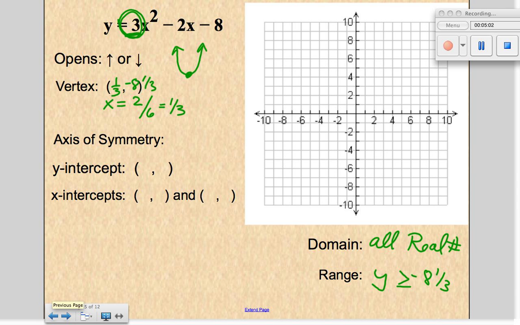Again, A tells me whether it opens up or down. If it opens up, it's a minimum value. Some people think if it opens up, it should be maximum, but if it opens up, you've got a smallest value. If this 3 was negative, it would open down, and then it would be a maximum value. So then it would be y is less than or equal to negative 8 1/3.